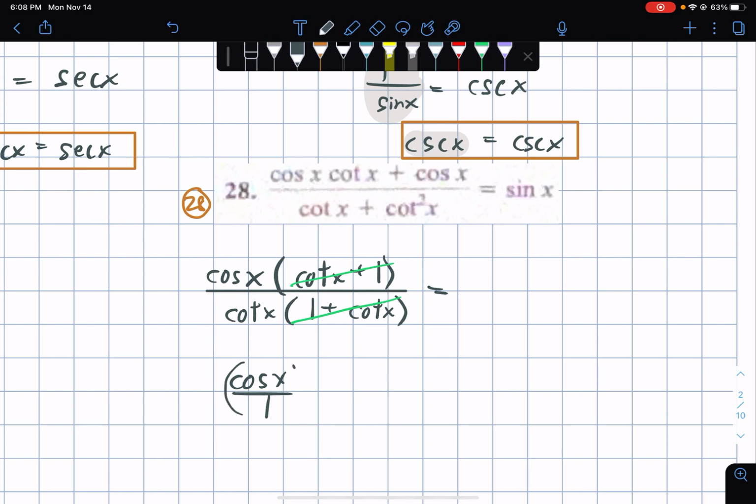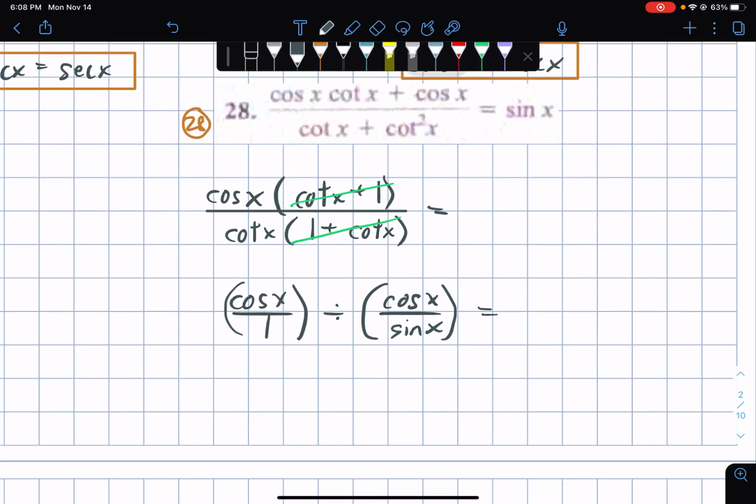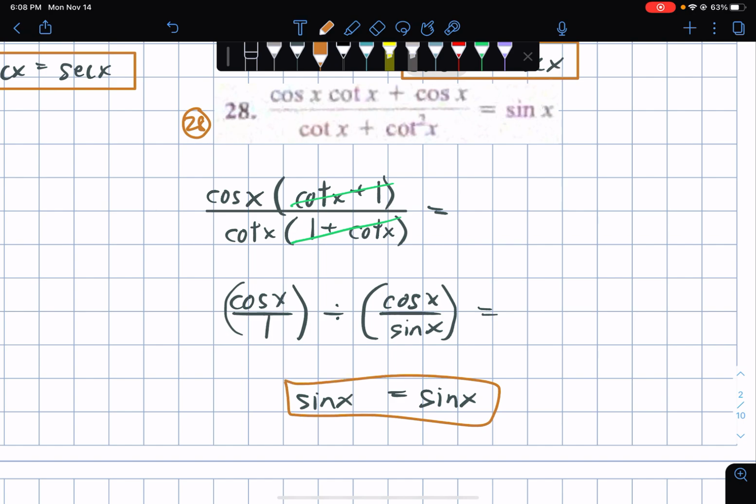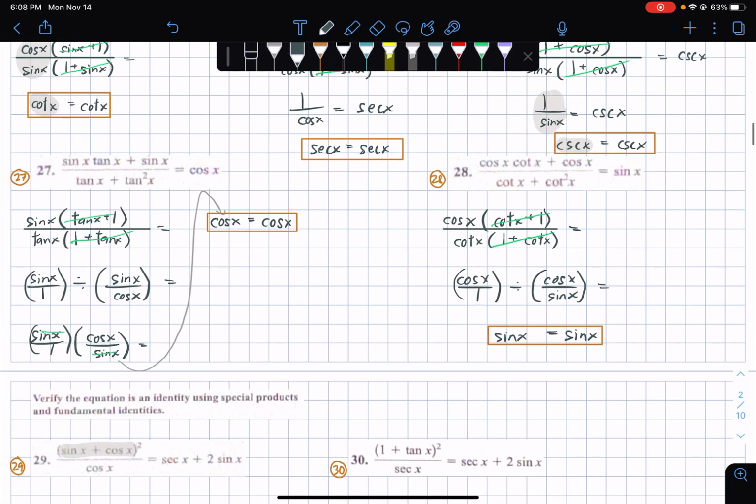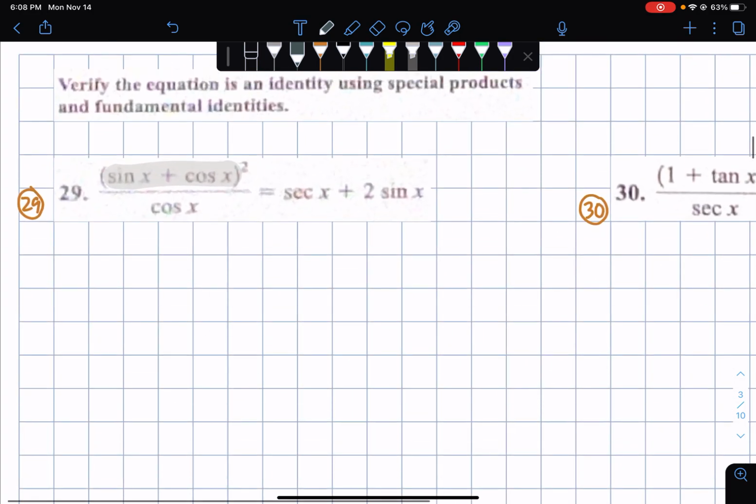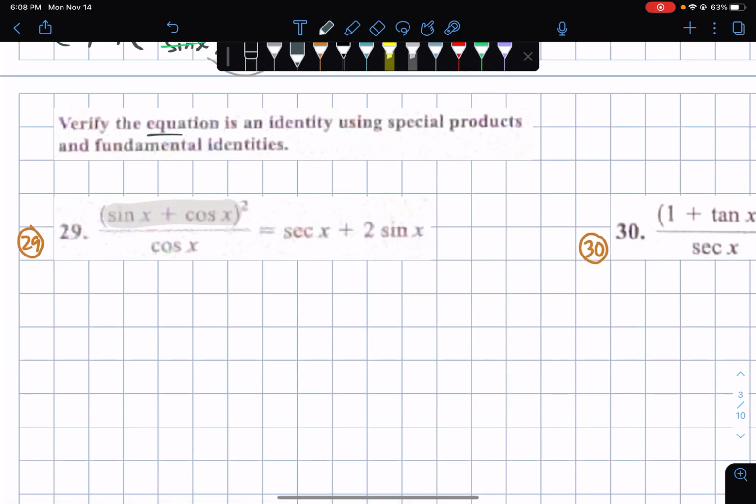Cosine x divided by cotangent. Cotangent could be written, in other words, like this. And so you'll get something like this in the end. Okay, we're at number 29. We have to verify the equation is an identity using special products and fundamental identities.